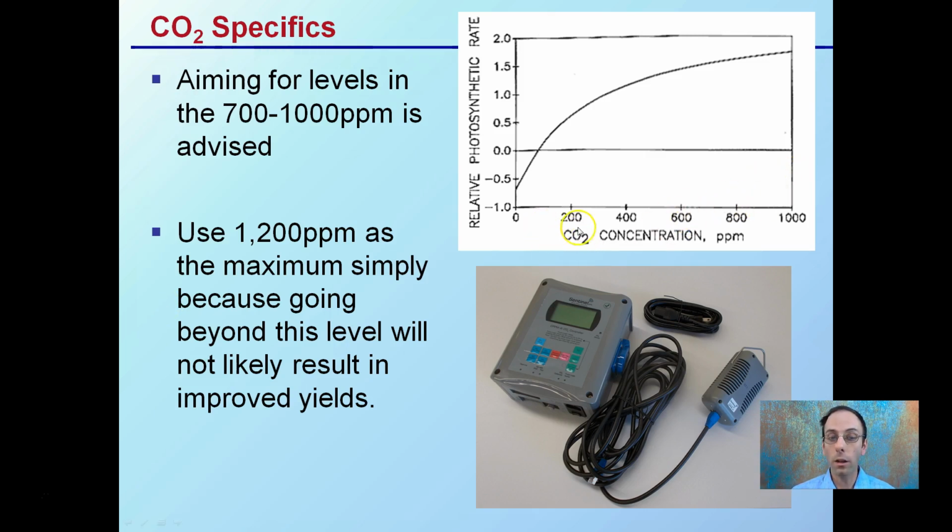We can see this chart here going from 0 to 1,000. We kind of see it start to taper off here. Keep in mind natural levels are right around 400. So you can see going up to about 1,000 here, we start to level off. We are getting an increase in the photosynthetic process, but going, again, much above 1,200 is not really going to give you that much greater yield and a lot more cost.